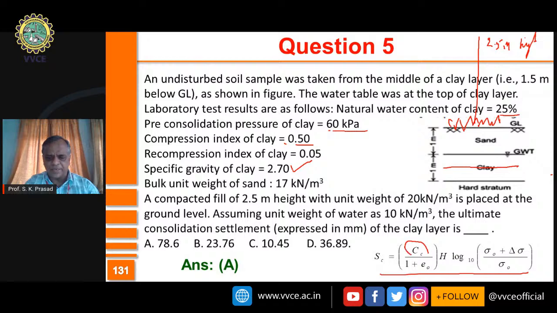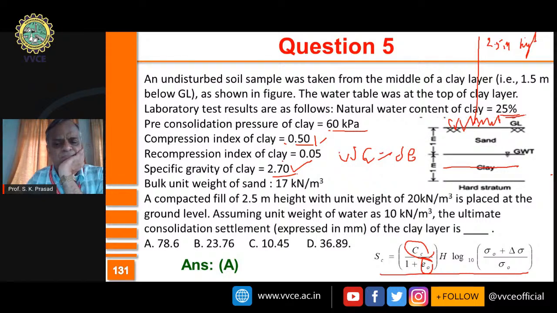Cc is the compression index. It is given as 0.5. Next, e naught is the initial void ratio. It is not directly given, but the specific gravity and the water content are given. Fully saturated, therefore wG is equal to S into e, where S is equal to 1. Therefore, e is equal to w into G. w is the water content, 0.25 or 25%. G is 2.7. Therefore, you get the void ratio as 0.625.